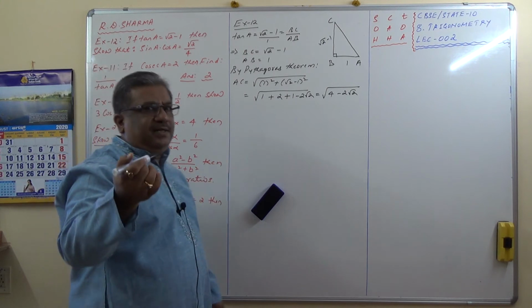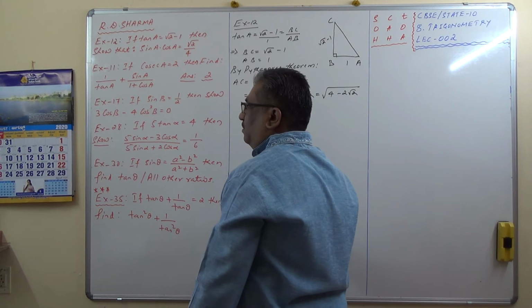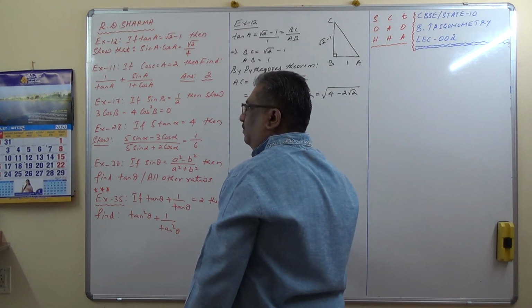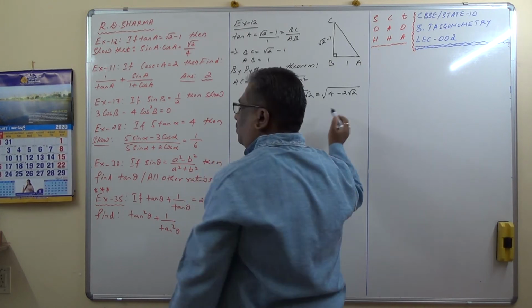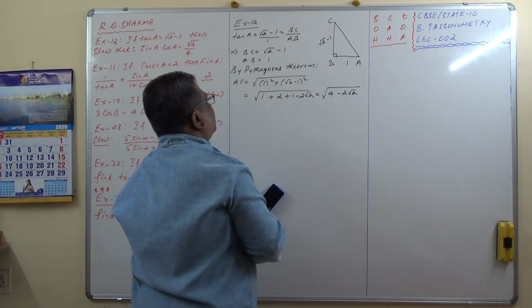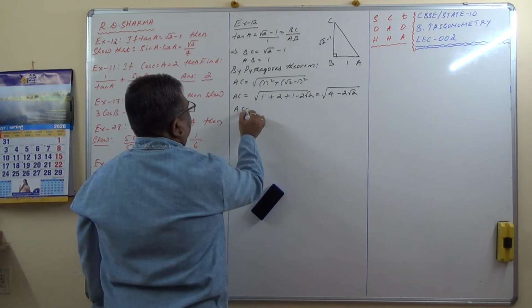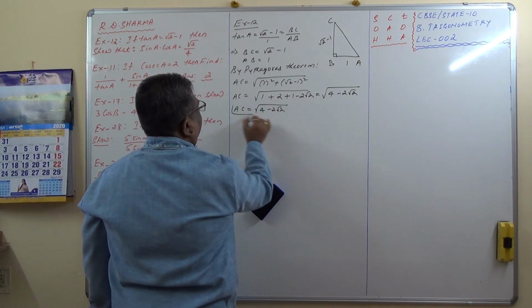Can you display R.D. Sharma here also? This is example number 12. Where is example number 12? Go down. 4 minus 2 root 2. AC is equal to 4 minus 2 root 2. Under root of 4 minus 2 root 2.